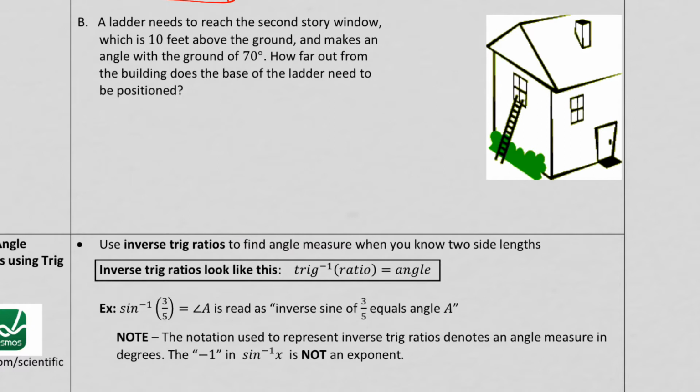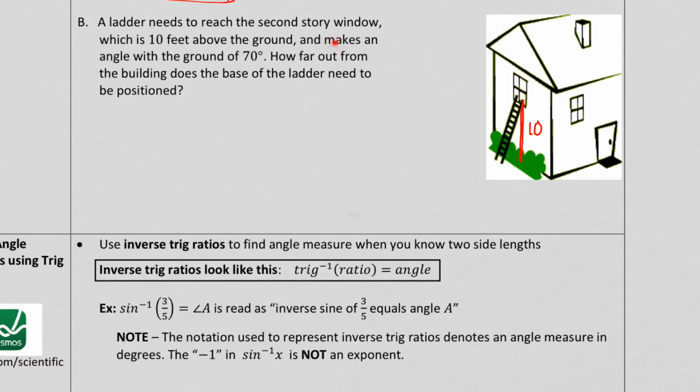Okay, example B. A ladder needs to reach the second story window, which is 10 feet above the ground and makes an angle with the ground of 70 degrees. How far out from the building does the base of the ladder need to be positioned? So here's kind of an image of the situation. First, let's put this information onto the picture. The ladder needs to reach the second story window, which is 10 feet above the ground. So I'll start with that. So this is going to be 10 feet above the ground.